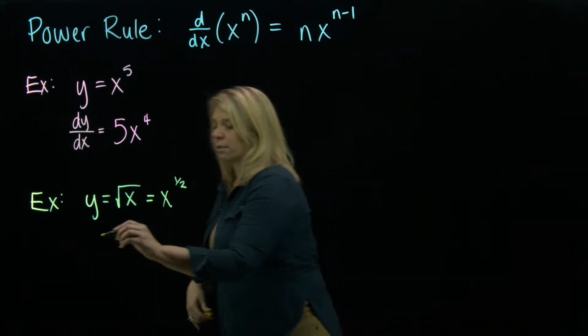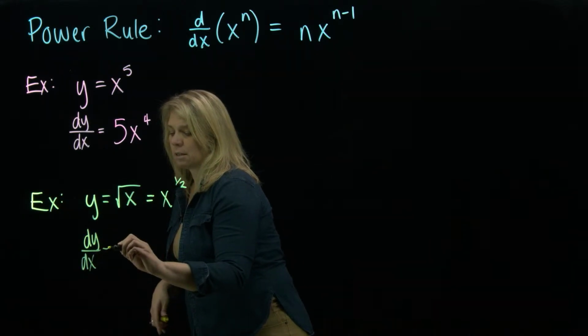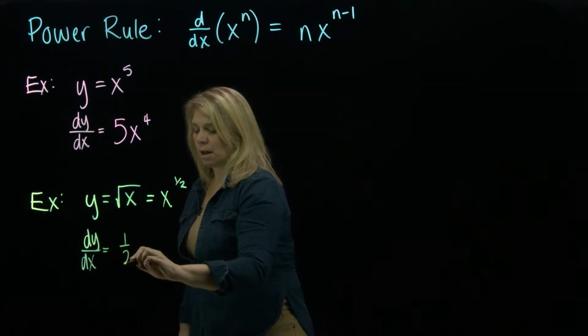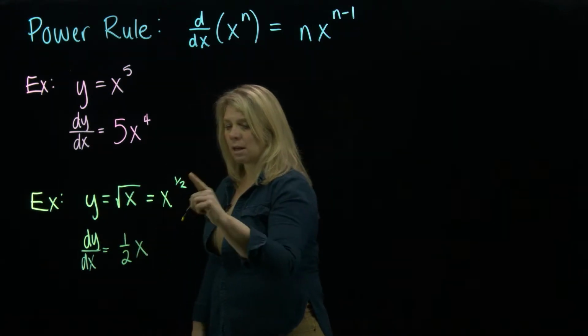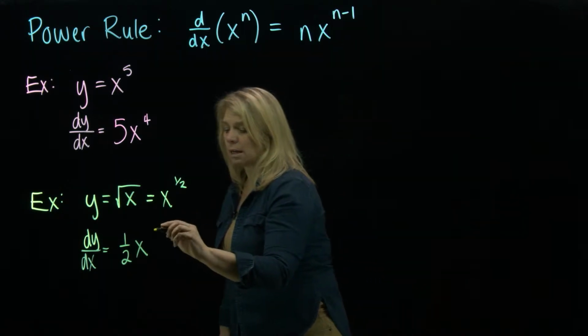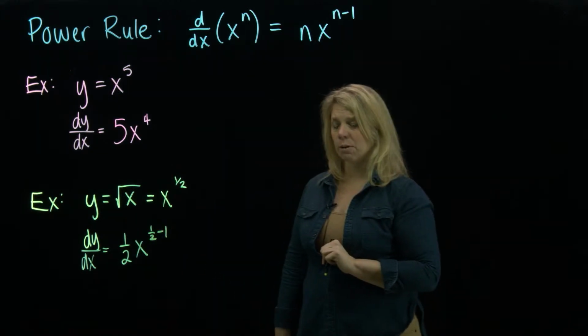and then you can use this shortcut rule to find your derivative. So our derivative, dy dx, is, all right, so whatever our exponent was, we're going to have that out front, 1/2 times x to the. Okay, and then in our exponent here, we're going to have 1/2 minus 1. I'm going to go ahead and write that down this time, 1/2 minus 1, and then we'll simplify that.